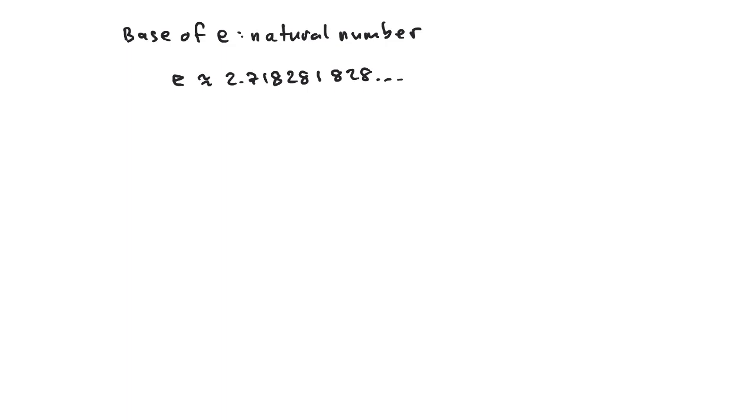So what we'll usually do is say something like y is equal to e to the x. This is going to be our exponential growth. And y equals e to the minus x. This is going to be our exponential decay.